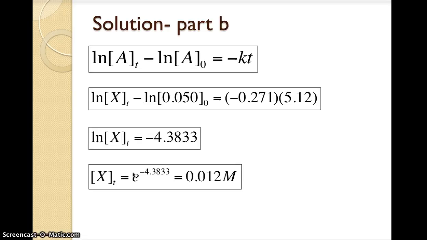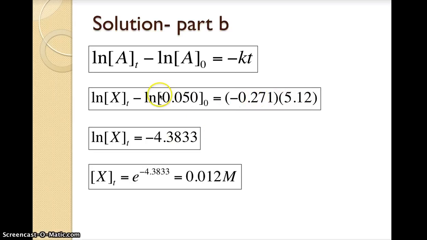Here's the solution to part B. Once again, we're using the same formula because we still have a first order reaction that we're working with. This one's a little bit trickier because we're having to solve for this value of what is the concentration after a certain amount of time. So we're solving within this natural log. We're plugging in that initial concentration at time 0 into here and our K value, and now we were given an amount of time after 5.12 seconds. So we can get out what some of these numbers are.